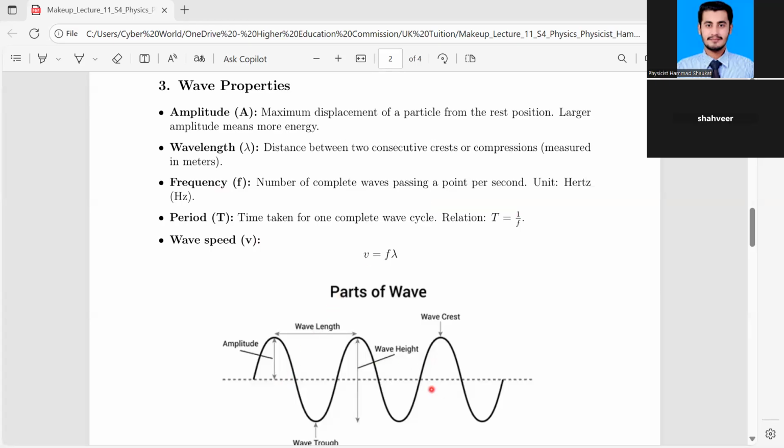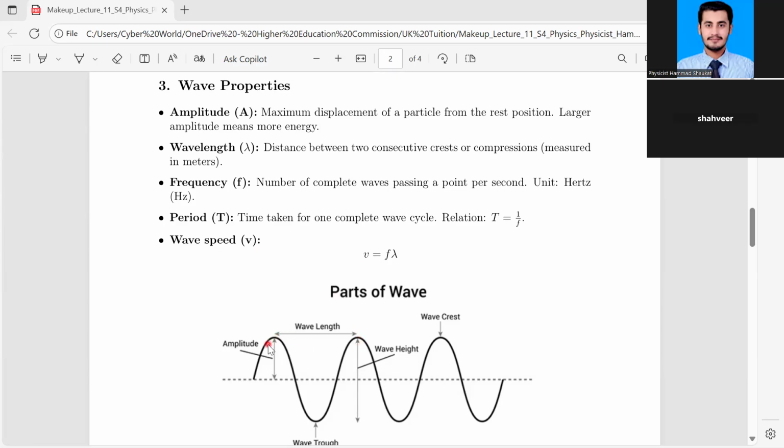So how many crests are in this figure? Three. And how many troughs are there? Three. You can see this is one, this is two, and this is three. Three troughs, and one, two, three crests.